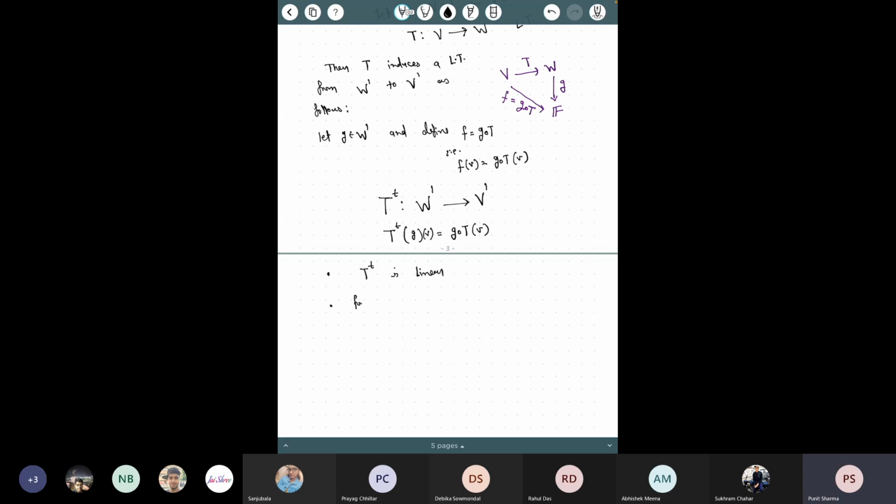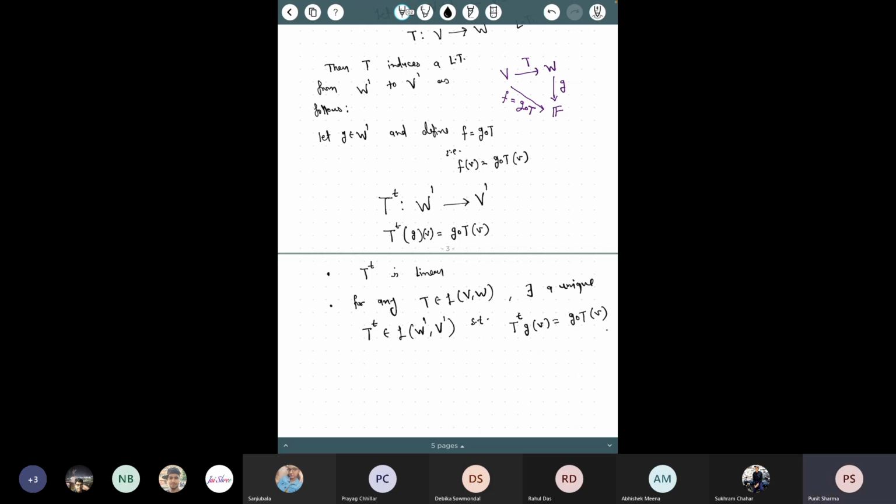So for any linear transformation T from V to W, there exists a unique linear transformation, let's say T superscript t, this is the notation we are using, from W dash to V dash, such that T superscript t g of v is equal to g composition T of v.